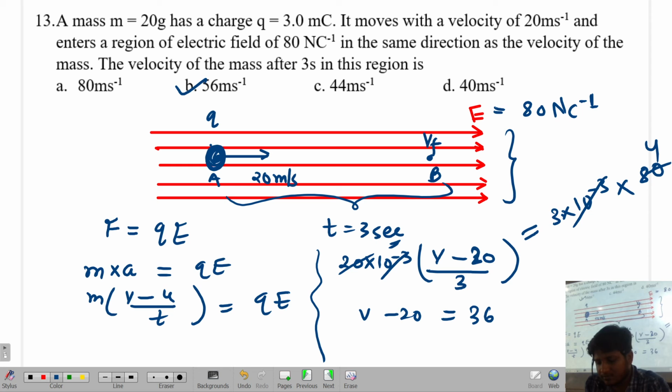You just check. Is it option B? Yes or no? Got it or not? Can I move ahead?